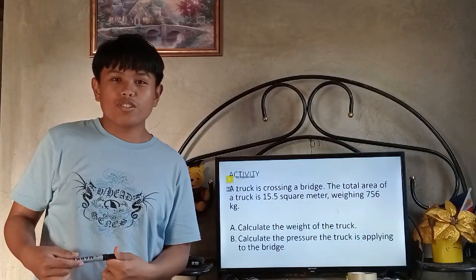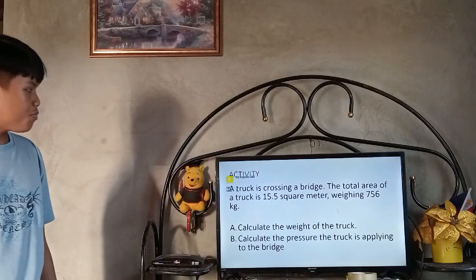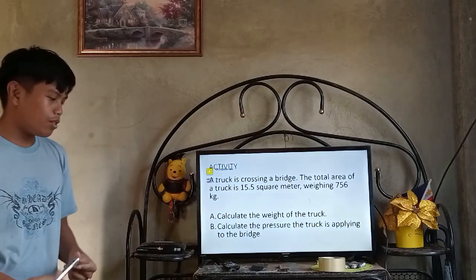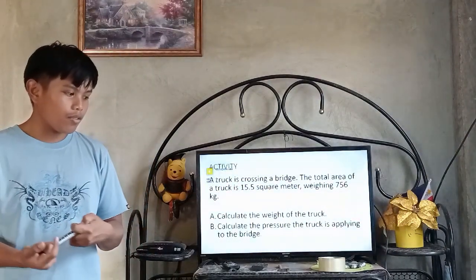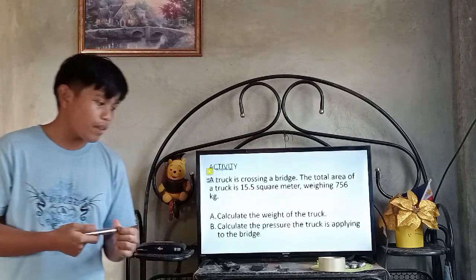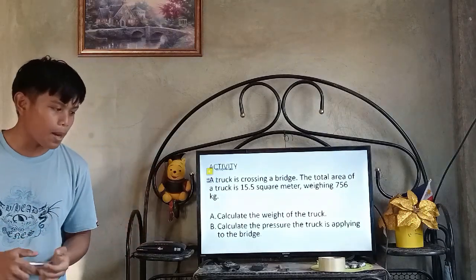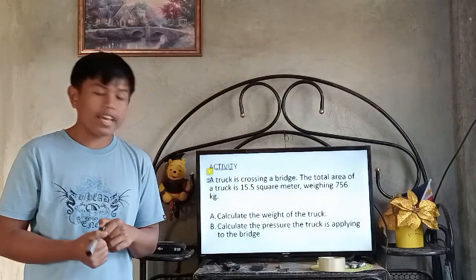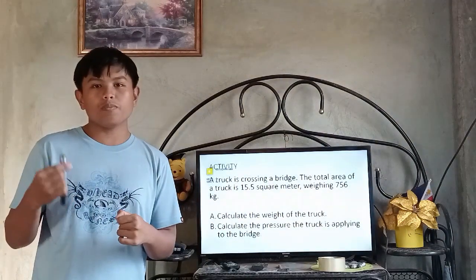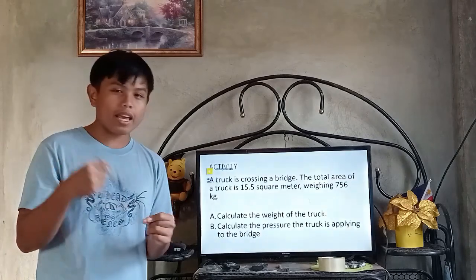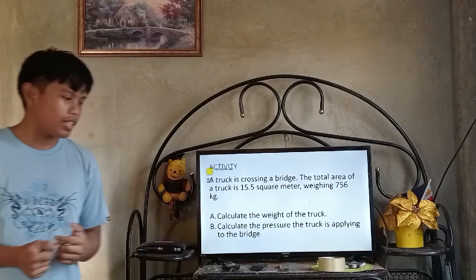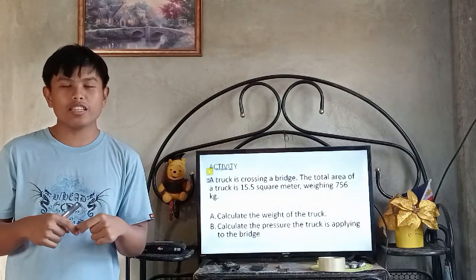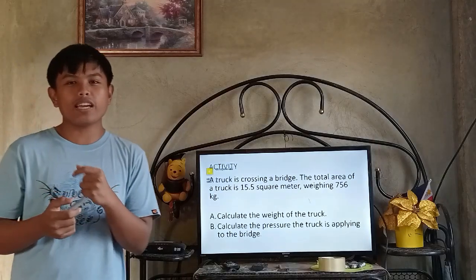Now that we have discussed the lesson, we will proceed to the activity. I have here an activity. You need to answer this. So here's the problem. A truck is crossing a bridge. The total area of the truck is 15.5 square meters, weighing 756 kilograms. First we need to calculate the weight of the truck. Then we need to calculate the pressure the truck is applying to the bridge. Since you all know the procedure for getting the pressure, we will apply this in calculating the weight of the truck and also the pressure of the truck on the bridge. You just comment your answers in the comment box so that I can provide the correct answers.